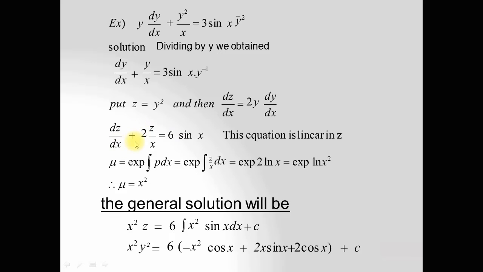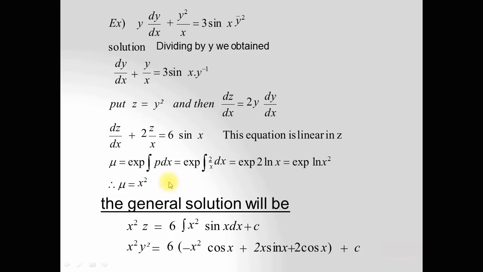in z and x. z is the dependent variable and x is the independent variable. So this equation is linear in the dependent variable z. So first of all, find the integral factor. The integral factor formula: u is equal to exponential power integration of p with respect to x. Here the p function is 2 by x. So the integration of 2 by x is 2 log x, and we can write exponential of log x square. So after simplification we get the integral factor is x square.